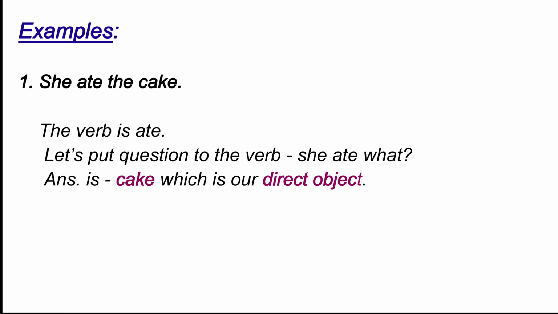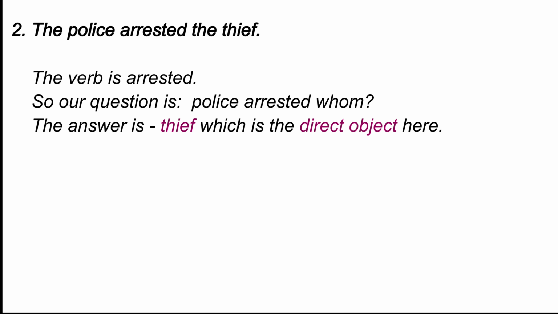Let's see the examples. She ate the cake. The verb is ate. Let's put question to the verb. She ate what? Answer is cake, which is our direct object here. The police arrested the thief. The verb is arrested. So our question is police arrested whom? The answer is thief, which is our direct object here.